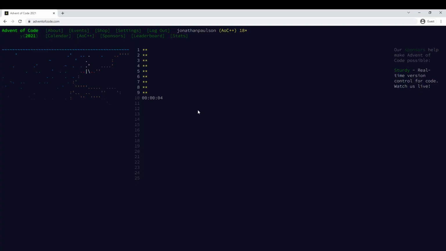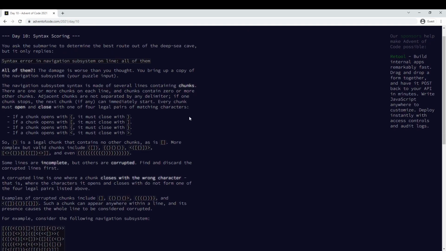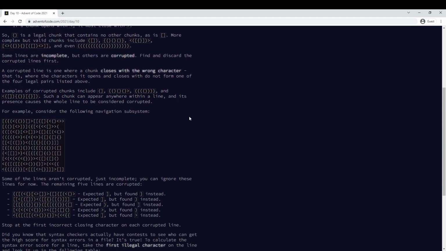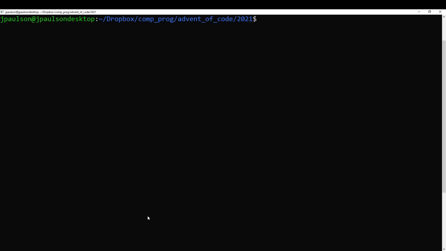All right, it's Advent of Code day 10. What's going on? Navigation. Let's see.